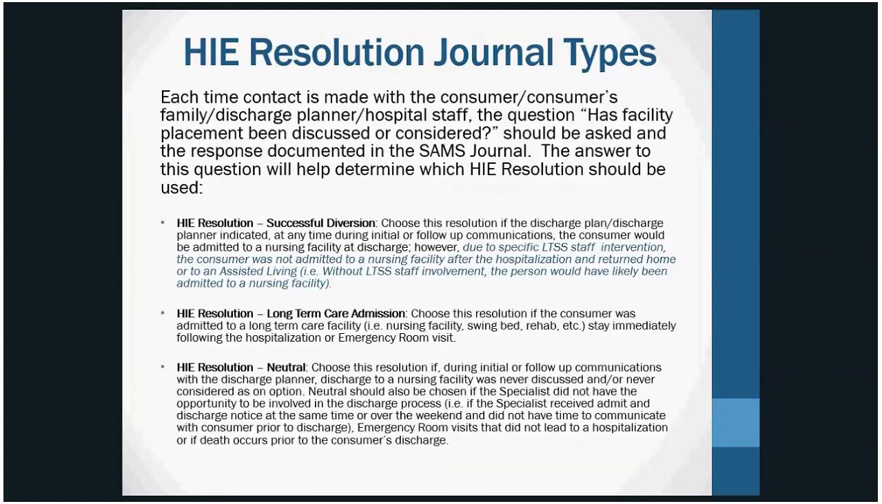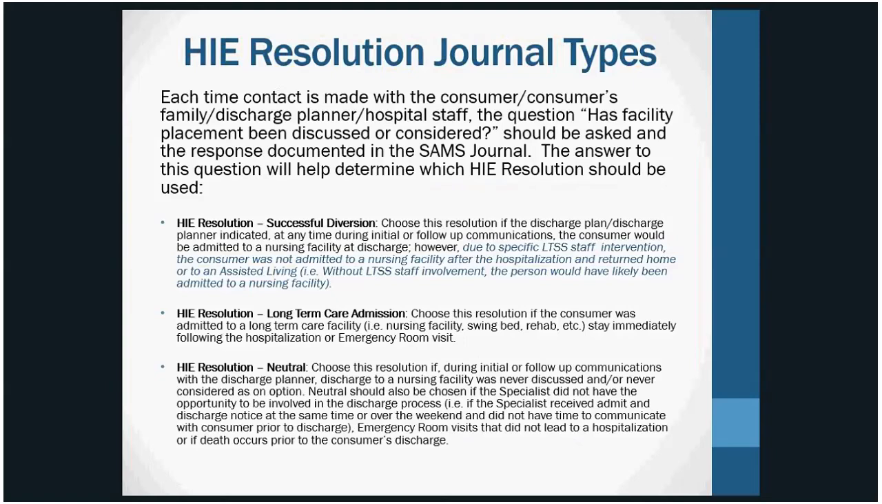So on the HIE resolution types, we did make some changes here as well. At the top there, every single time contact is made with the consumer's family, the discharge planner, or hospital staff, the question, has facility placement been discussed or considered, should be asked in the response document in the SAMS journal. The answer to that question is what helps us determine which of the HIE resolutions should be used. And we created a flow chart, which we're going to go over in the next screen, but we also updated the HIE resolution successful diversion wording slightly to make the guidance a little more clear regarding when to choose that resolution.